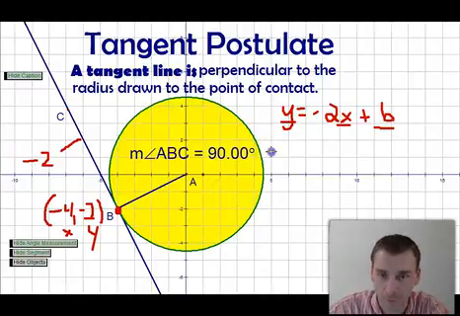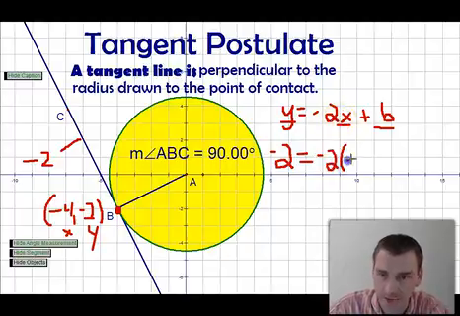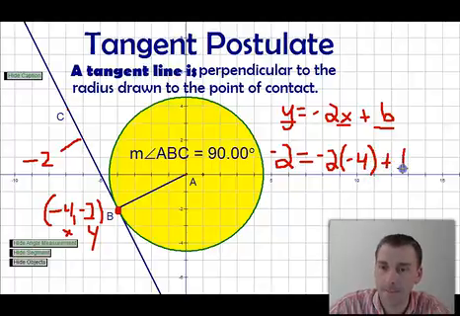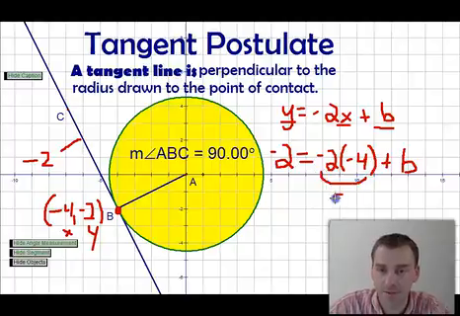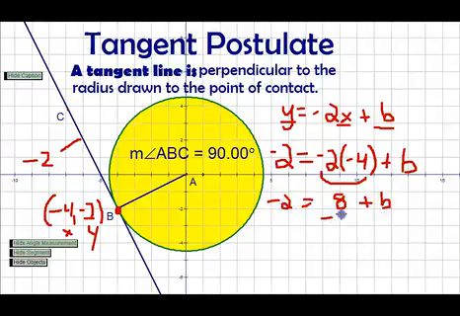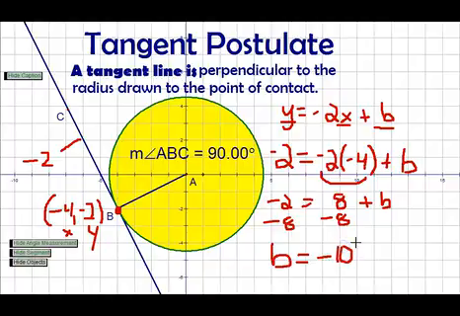So I take the -2, put it in for y, so -2 goes there. The -4 is going to go in here for the x, so it's -2 times -4, and then that's all plus b. When I do this, this gives me +8. And that equals still -2 plus b. When I subtract 8 from both sides, that gives me a y-intercept of -10. So, ladies and gentlemen, congratulations.